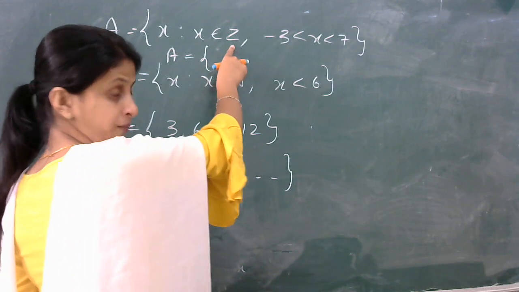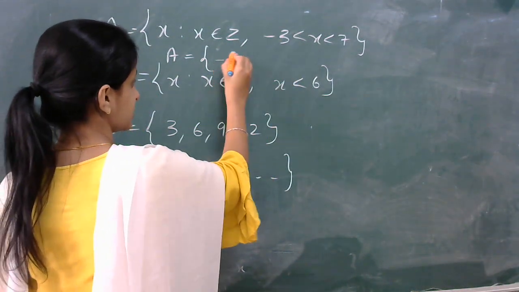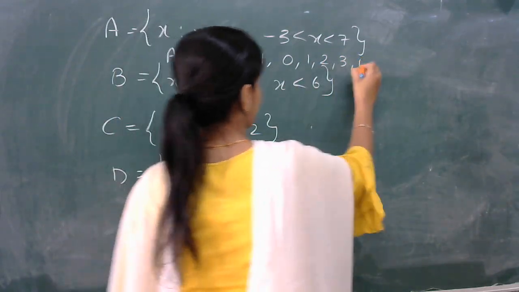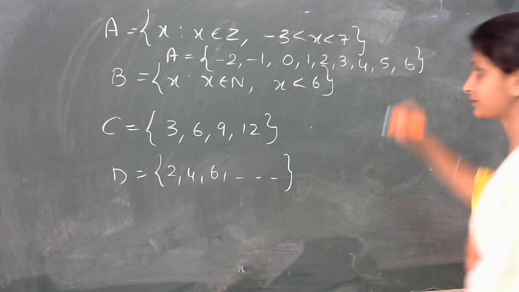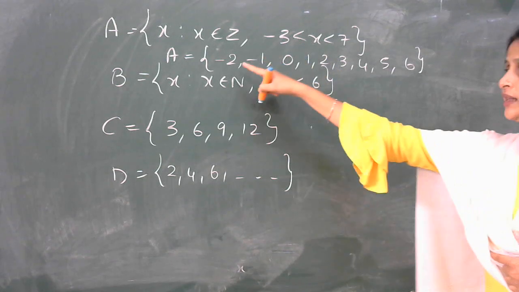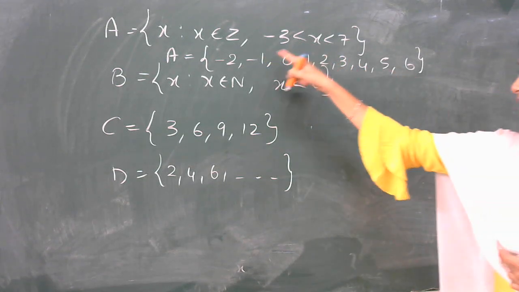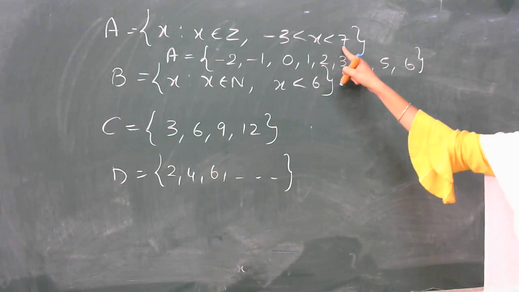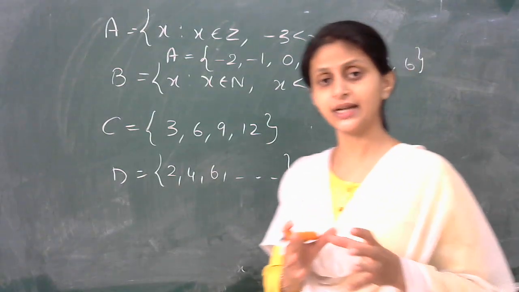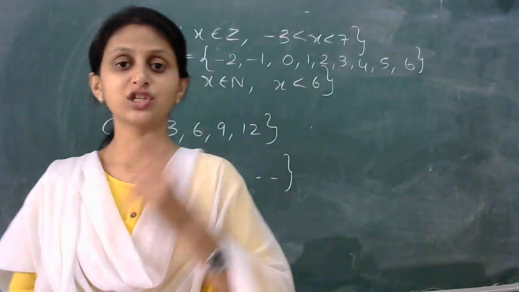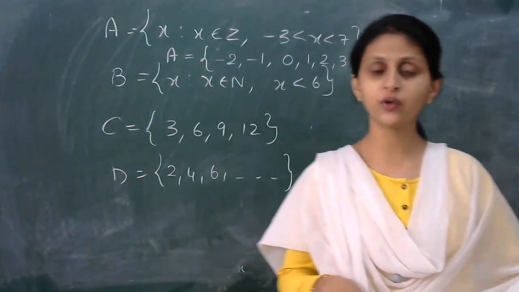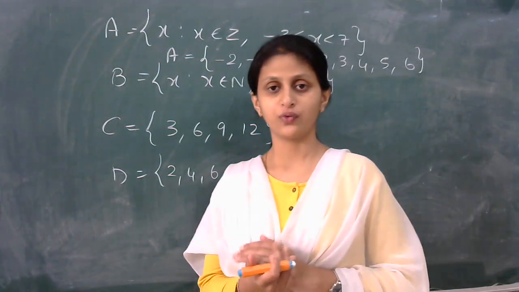See, it is an integer and it should be greater than -3. So it is -2, -1, 0, 1, 2, 3, 4, 5, 6. So this is in roster form. Here you can observe, all the elements of this set are listed, greater than -3 and strictly less than 7. Right, students? So in exams they may ask you like this. They may give you some sets in roster form and ask you to write them in set builder form. Similarly, vice versa. They may give you the set in set builder form and ask you to write it in roster form.